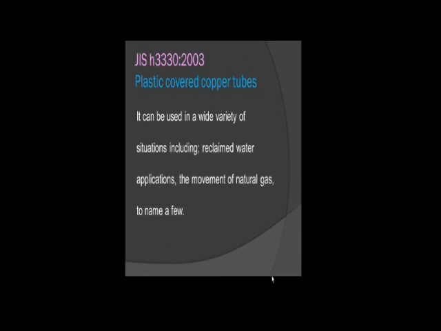Plastic covered copper tubes can be used in a wide variety of situations, including reclaimed water applications and the movement of natural gas, to name a few.